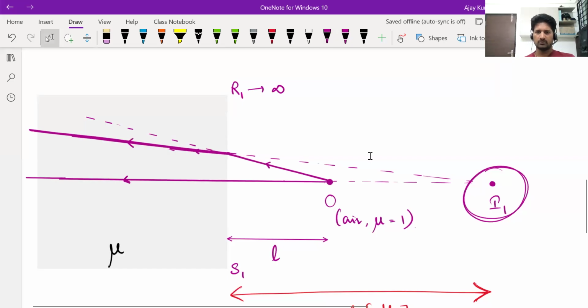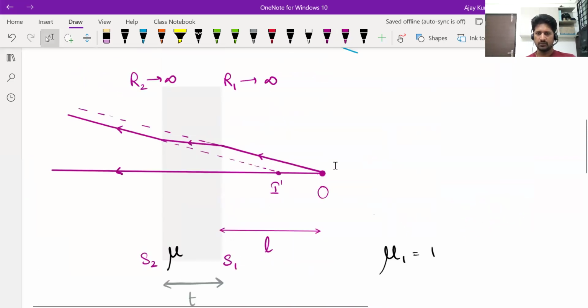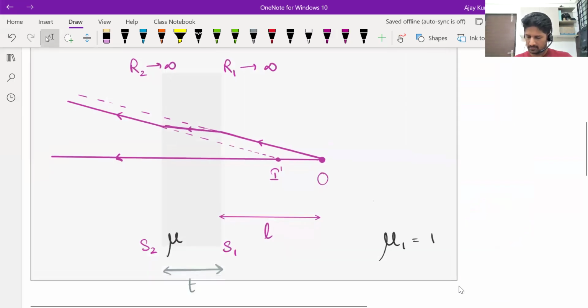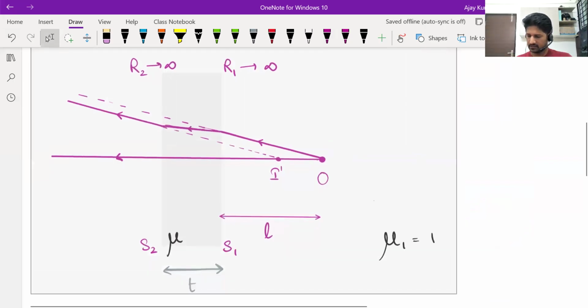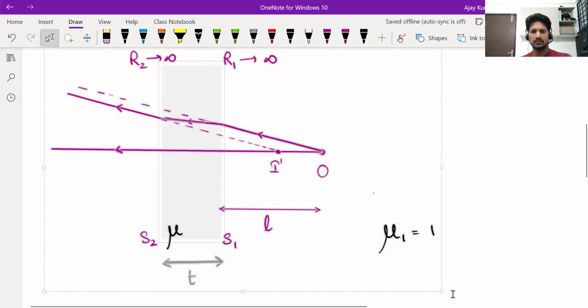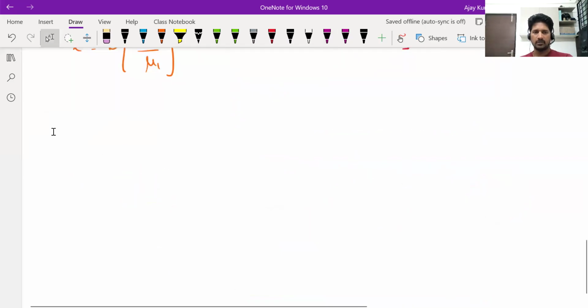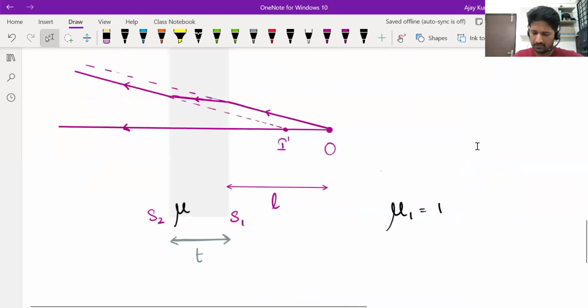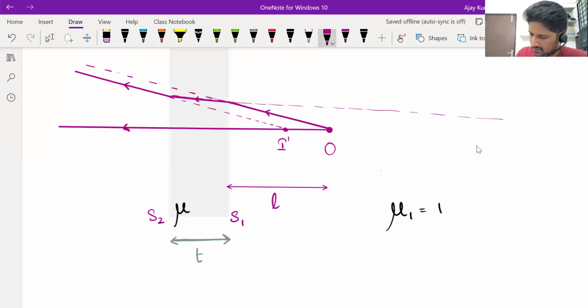Okay, let's go back to the original diagram now, the original picture, this one. Okay, let me copy this. The rays striking the second surface, which is the left side surface, appear to be coming from I1. Where is I1? I1 is somewhere back here.